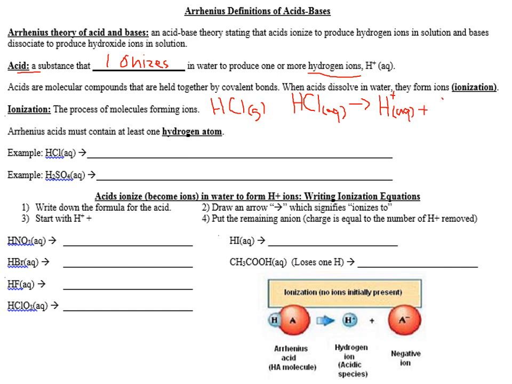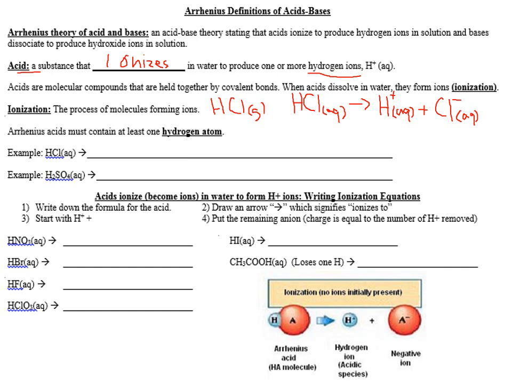Plus Cl minus. You'll notice when we get to the definition of bases, bases dissociate, meaning the ions were already there, they just split apart. But for acids, we say they ionize. Some books use the term interchangeably, some professors or teachers use it interchangeably, but I just want to let you know that there is a slight difference between them, but go based on whatever your teacher or professor tells you. So you should be able to write down an ionization equation for an acid.